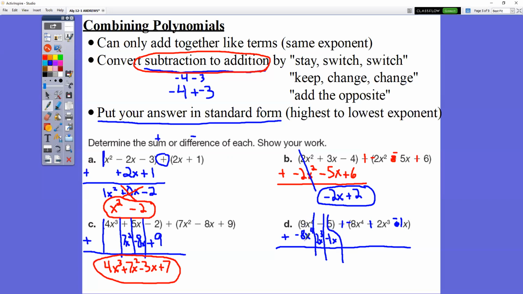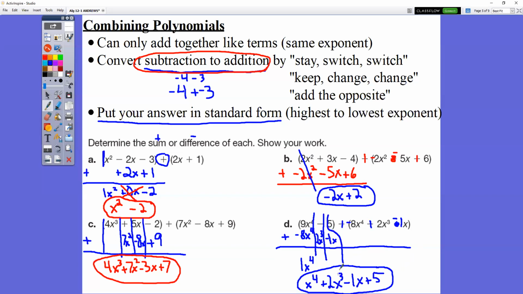9x to the fourth plus negative 8x to the fourth is 1x to the fourth. Now, do you have to write the 1? No, you could just write it as x to the fourth. Nothing plus 2x to the third is 2x to the third. Nothing plus negative 1x is negative 1x. 5 plus nothing is 5. So this would be our final answer. And notice that that is in standard form already.